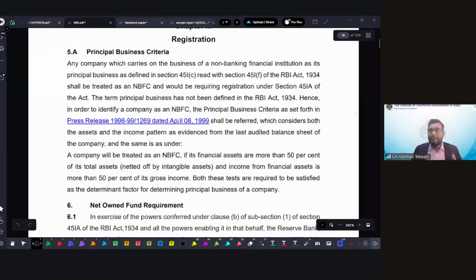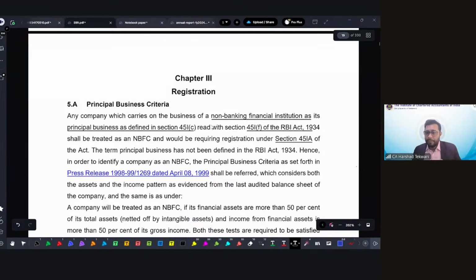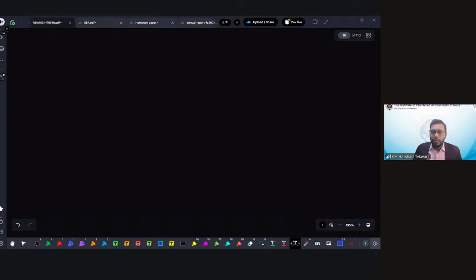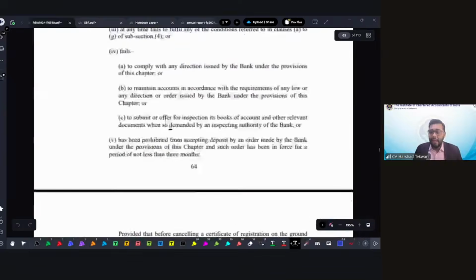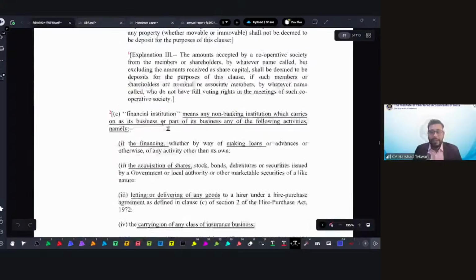Let's go back to the scale-based regulation. Scale-based regulations primarily, as I said, govern the NBFC. So it says that an NBFC whose principal business, as defined in 45IC, 45IF of the RBI Act, is required to get registered under 45IA of the RBI Act. Now, the term principal business is not defined anywhere. If I go back to 45A of the Act, 45I of the Act, definition.